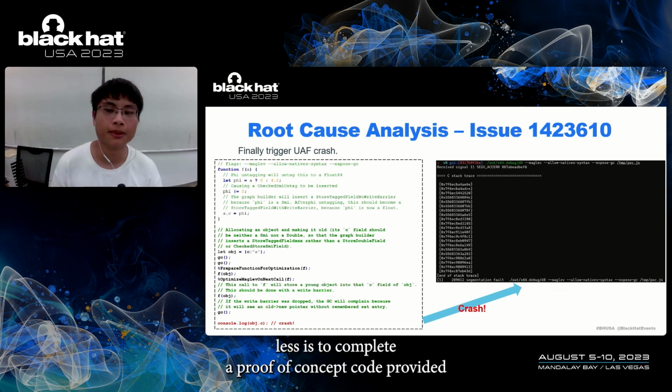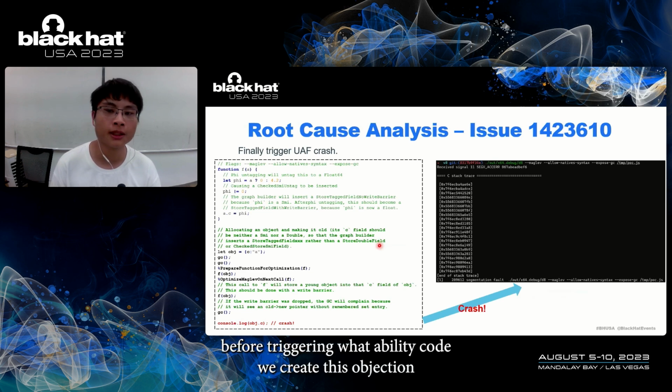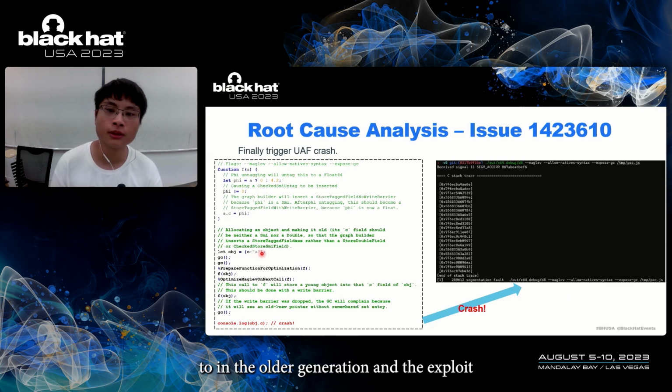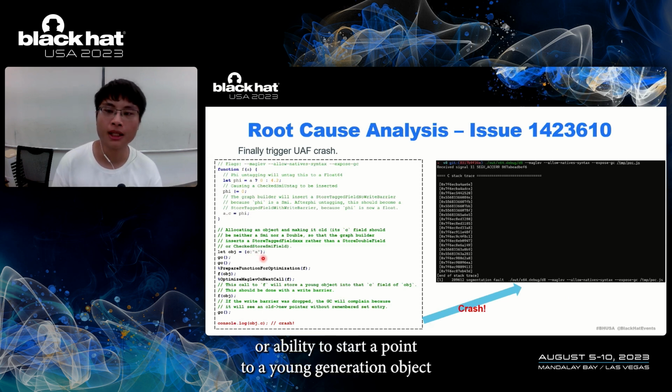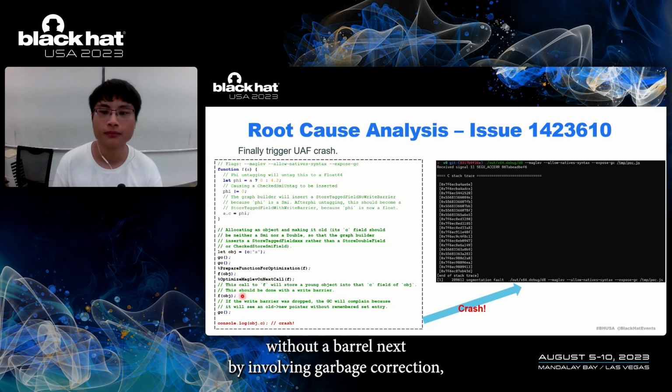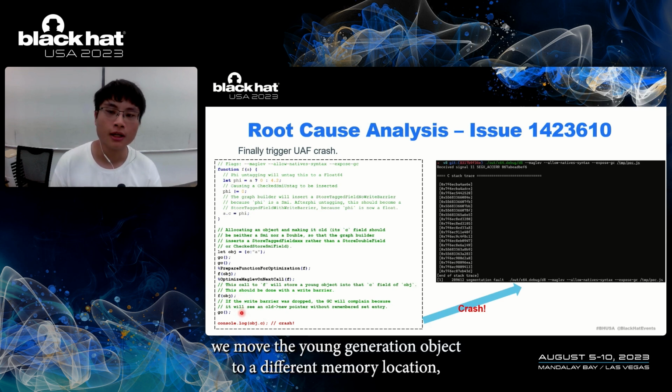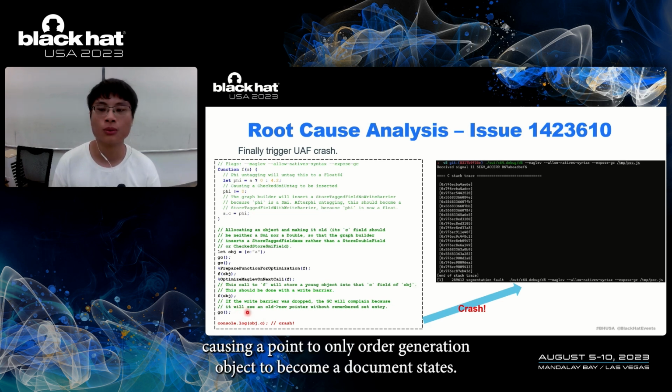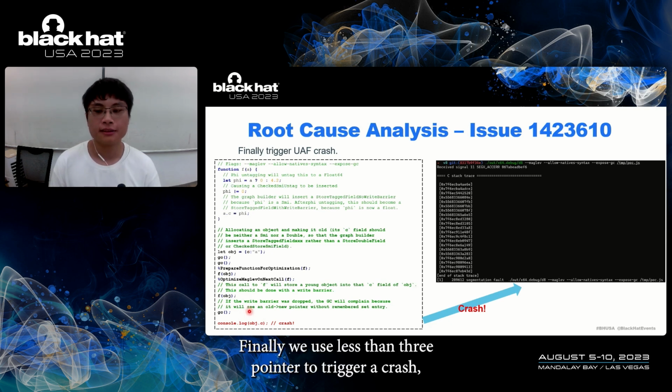This is the complete proof of concept code provided. Before triggering the vulnerable code, we create a JS object in the old generation and exploit the vulnerability to store a pointer to a young generation object without a write barrier. Next, by invoking garbage collection, we move the young generation object to a different memory location, causing the pointer on the old generation object to become dangling. Finally, we use this dangling pointer to trigger a crash.